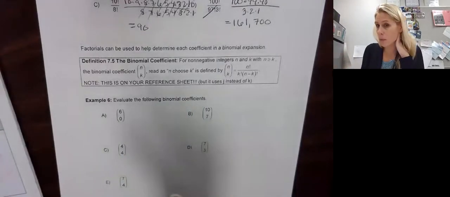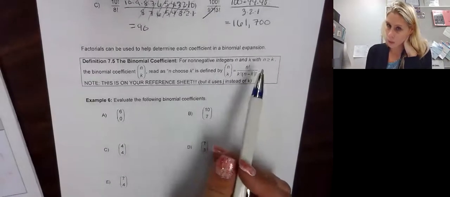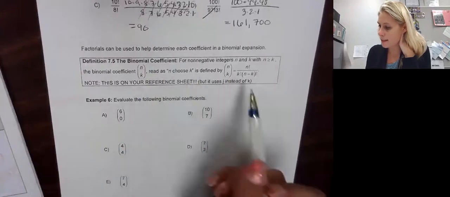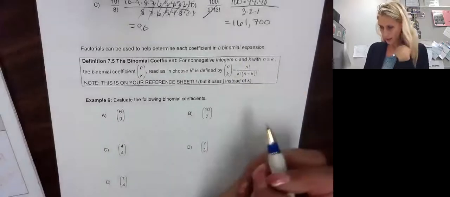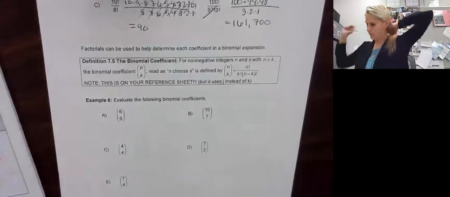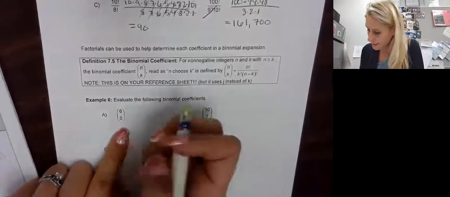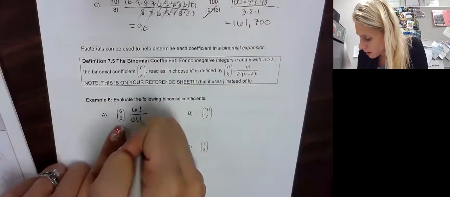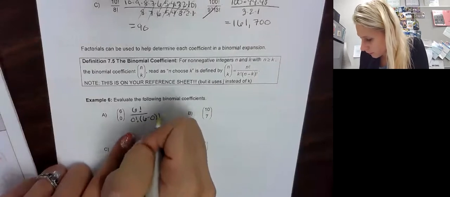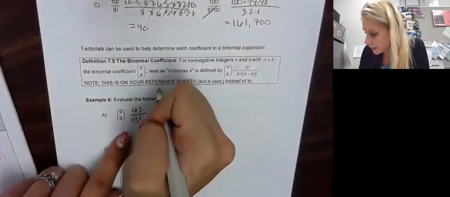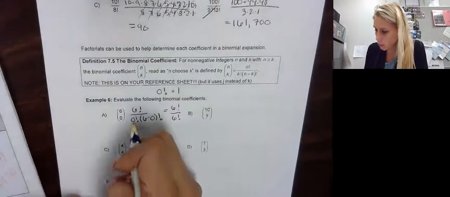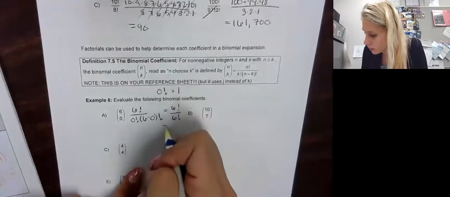So the binomial coefficient, that's what we're looking for, right? For non-negative integers n and k, where n is greater than k, the binomial coefficient reads as n choose k, and is defined by this. So anytime we see this, we're going to put n factorial over k factorial times n minus k factorial. So in this sense here, we have 6 factorial over 0 factorial times 6 minus 0 factorial. Now remember from the other page, 0 factorial will always equal 1. So really, if we were to simplify this, I would have 6 factorial over 6 factorial, right? Because 1 times 6 factorial is itself, which equals 1.